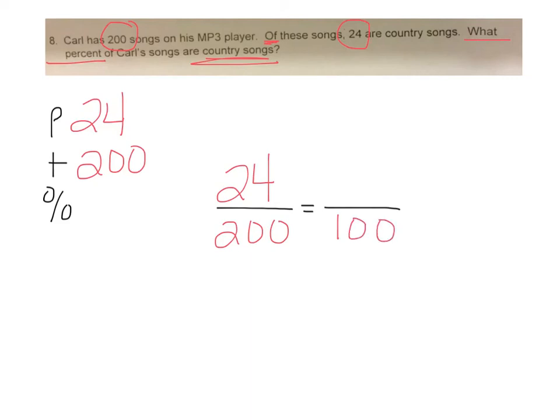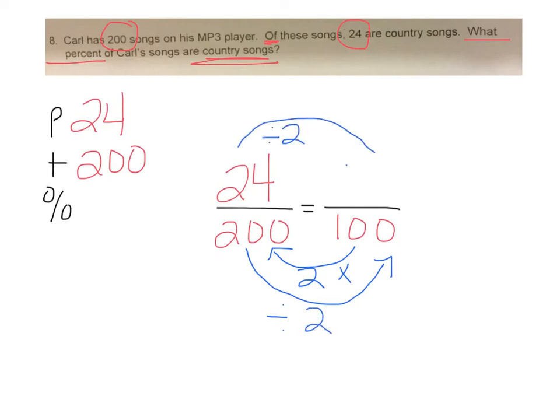There's an obvious multiplier here between 100 and 200. That's times 2. But I'm working backwards, so I'll use the divider of divided by 2. That means I've got to use the divider here, giving me 12 out of 100, which is 12% that are country songs.